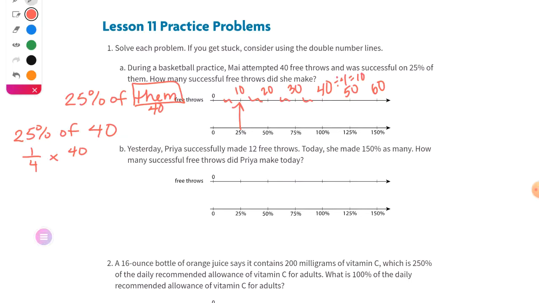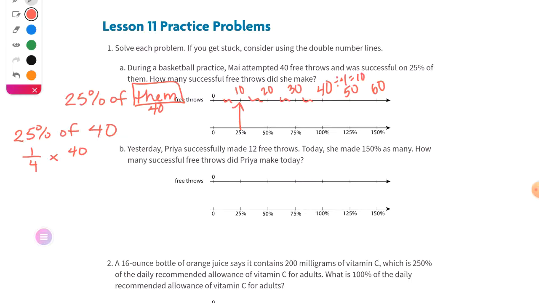Okay? Part B. Yesterday, Priya successfully made 12 free throws. Today, she made 150% as many as what? As many as 12. 150% of 12 is actually what you're looking for here. How many successful free throws did Priya make? Where does my 12 go? Owen? On my double number line, where does 12 go?